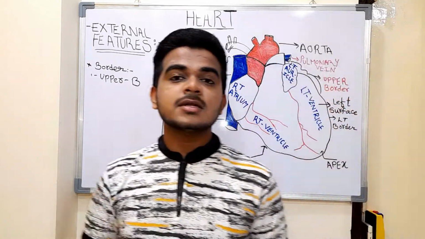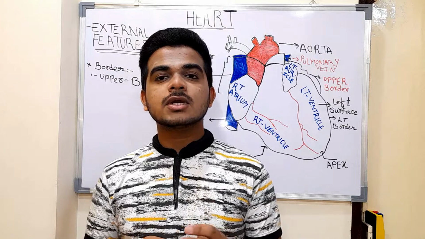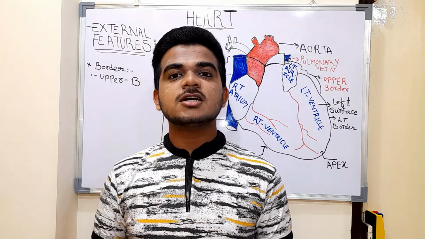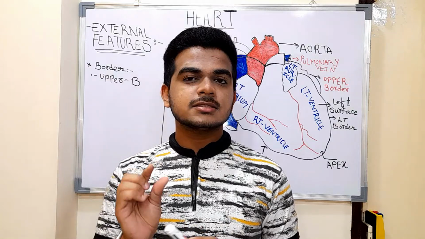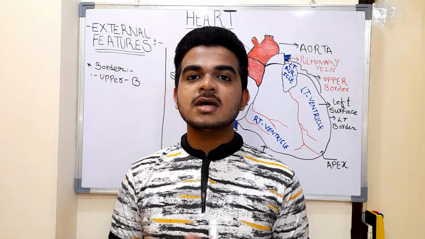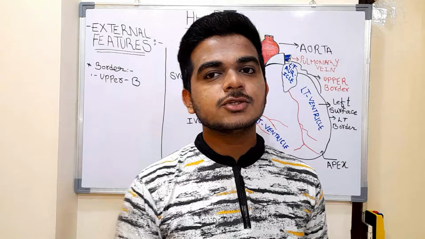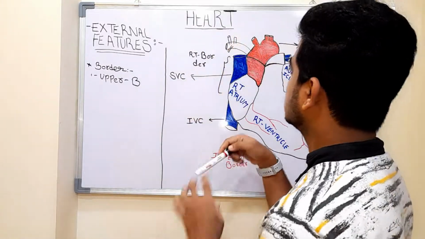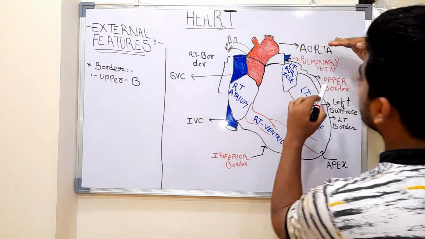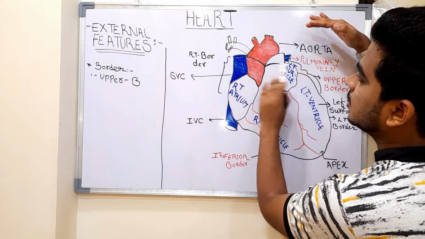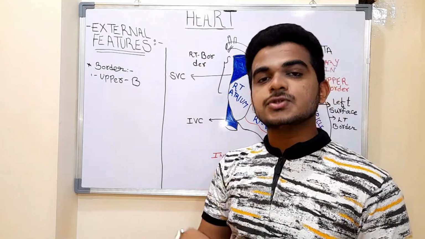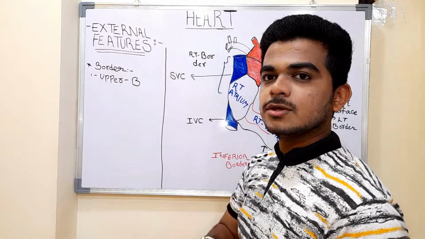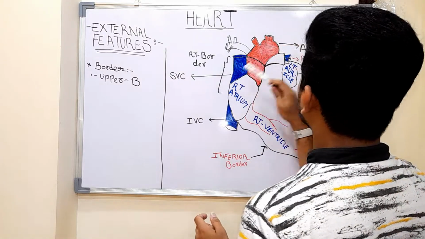The upper border is slightly oblique and curved in shape, and it is formed by the two atria, with a little bit contributed by the left atrium. I will show you. Upper means upside. This is the upper border of the heart. It is not visible in the actual structure of the heart, but we have to imagine that this is the upper border.